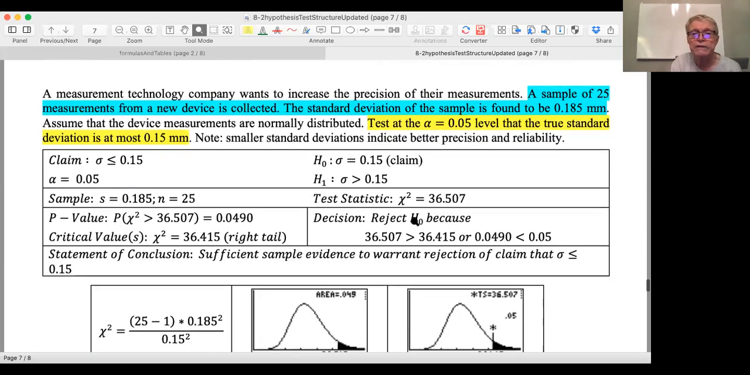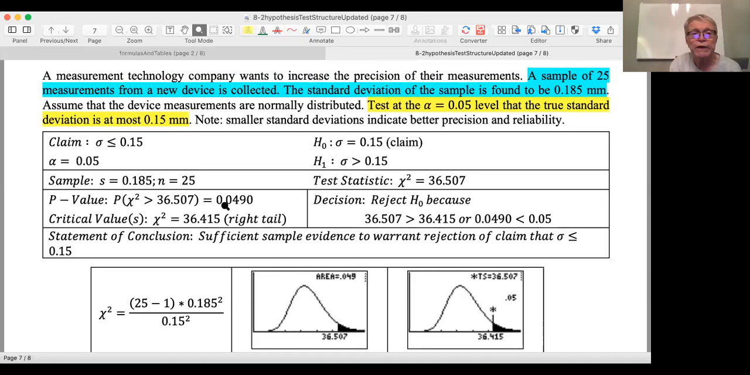Let's go to the next one here. We ended up with a p-value of 0.0490 and alpha is 0.05. So we know that the p-value is less than alpha, which means that the test statistic is unlikely. It means we're going to reject H0 because 0.0490, the p-value, is less than 0.05, alpha.